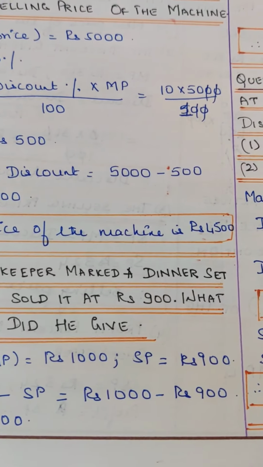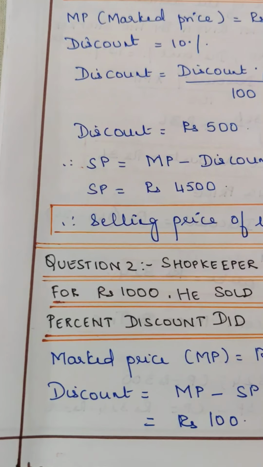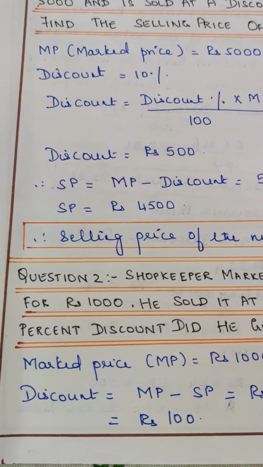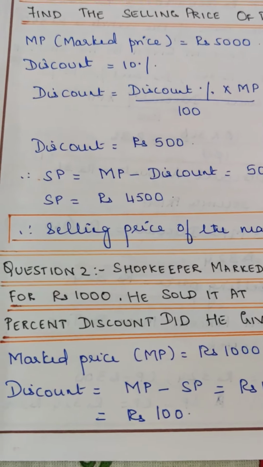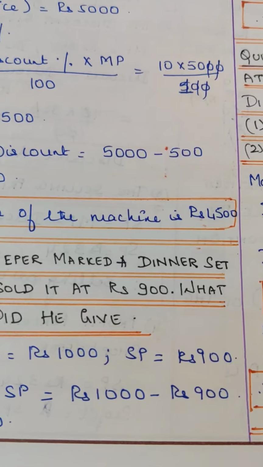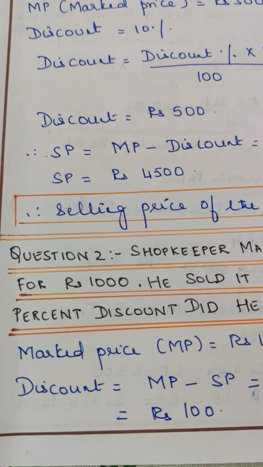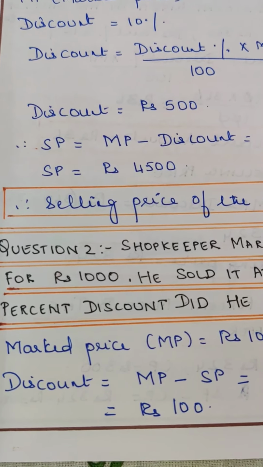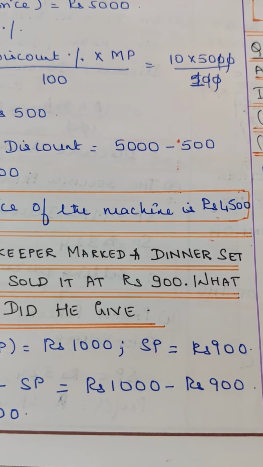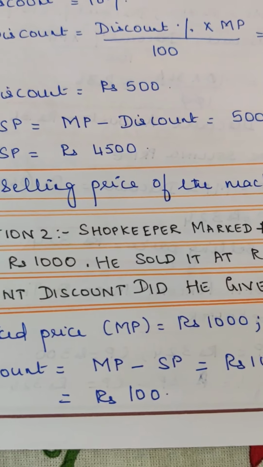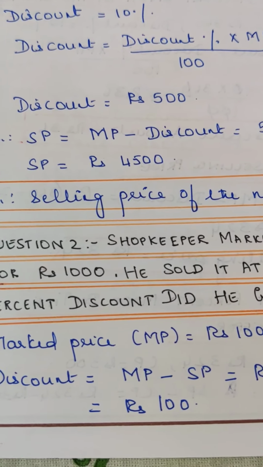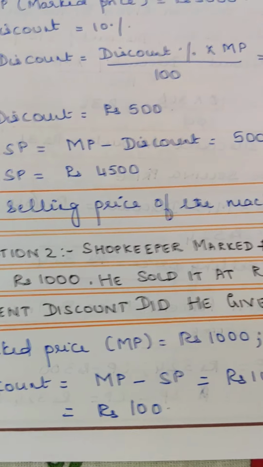Question 2. Shopkeeper marked a dinner set for rupees 1,000. He sold it at rupees 900. What is the percent discount did he give? Mark price is equal to rupees 1,000. Selling price is equal to 900. Therefore, discount is equal to mark price minus selling price. That is equal to rupees 1,000 minus 900. That is equal to rupees 100.